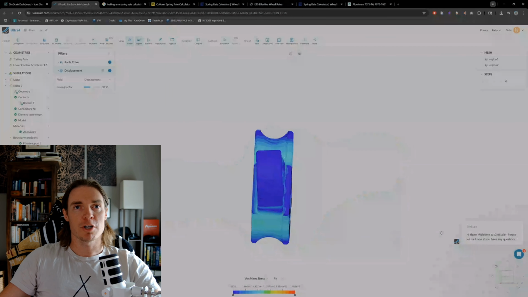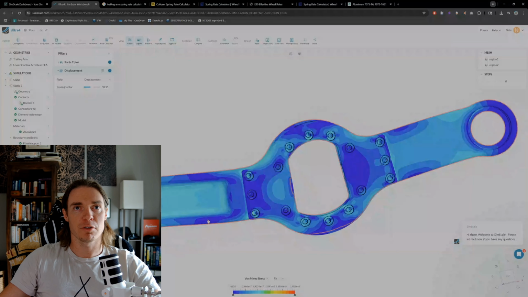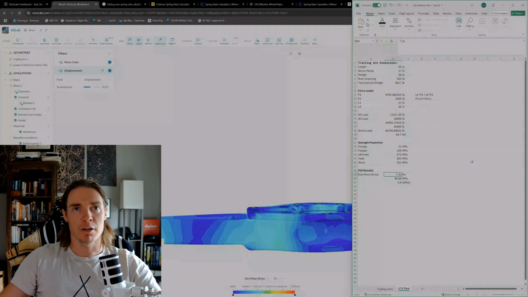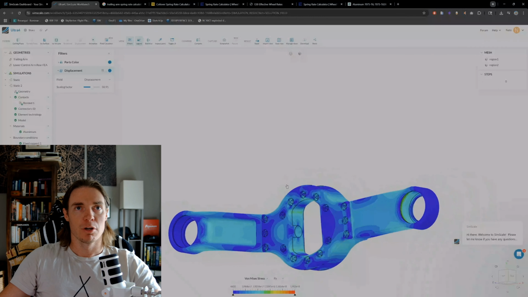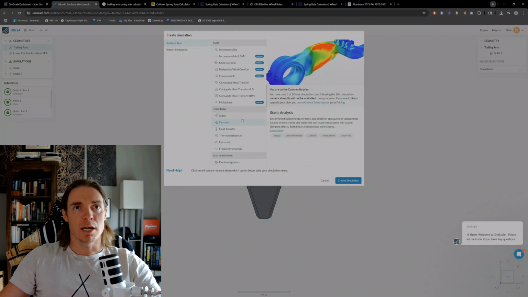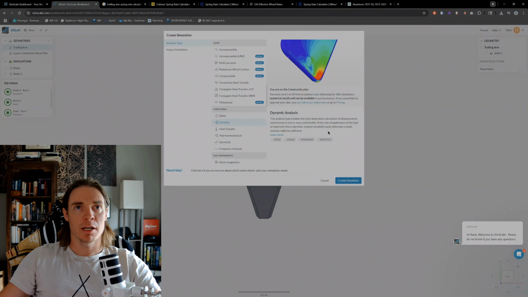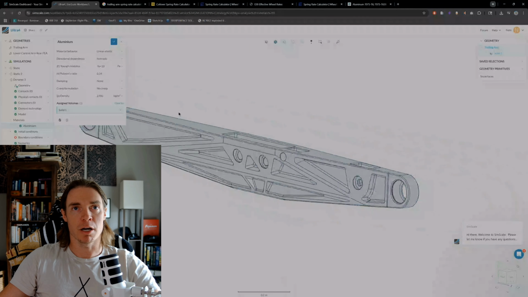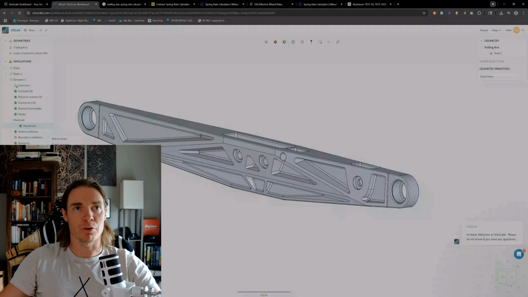So I'm going to try a dynamic simulation next. This is allowing you to impart a force over a certain time scale, but I couldn't figure out where that input was on SimScale. So I'm going to have to reach out to their support team to make sure I set this up correctly. So I'm trying a new type of support here. I'm trying a hinge support on the pivot point of the trailing arm, and then a fixed support on the shock mount. And then I'm going to impart the force load at the end.